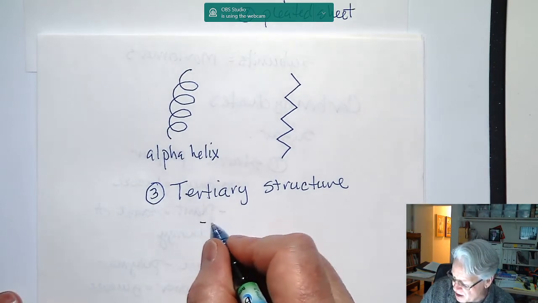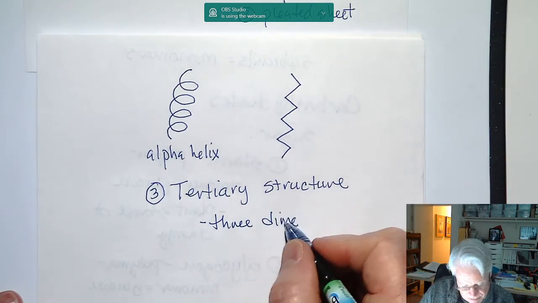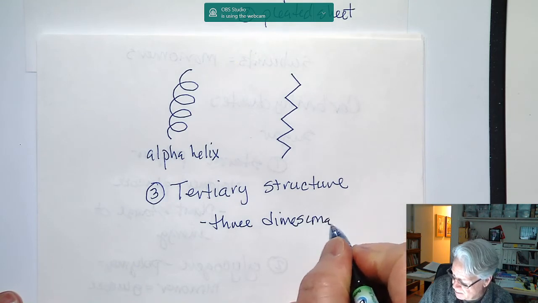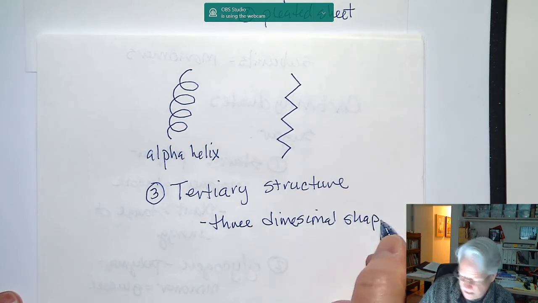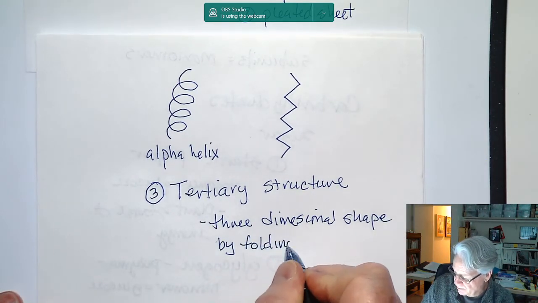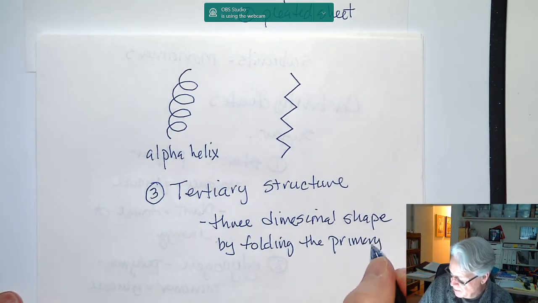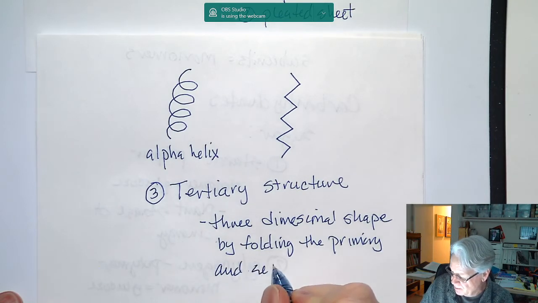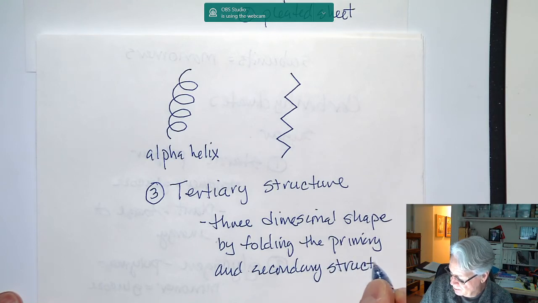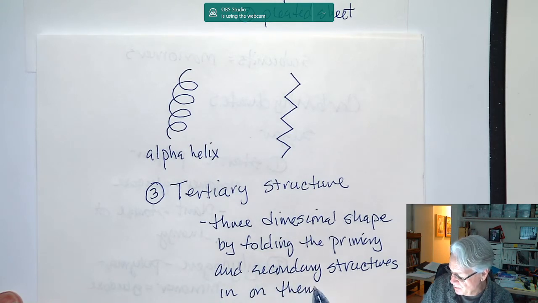So this is going to create a three-dimensional structure by folding the primary and secondary structures in on themselves. Okay.